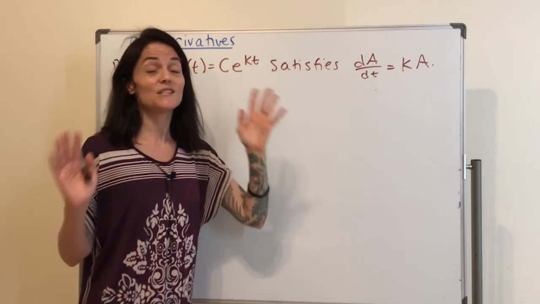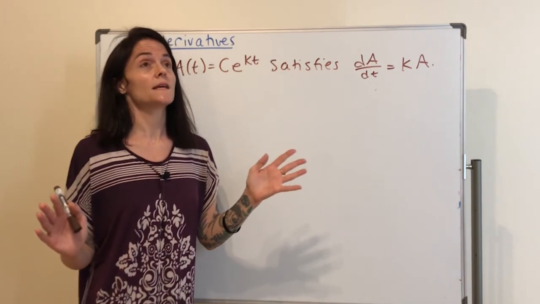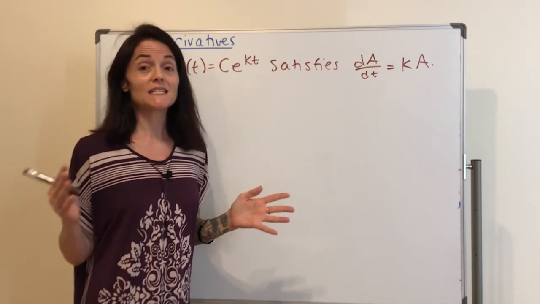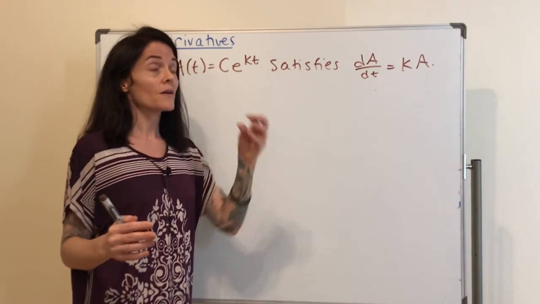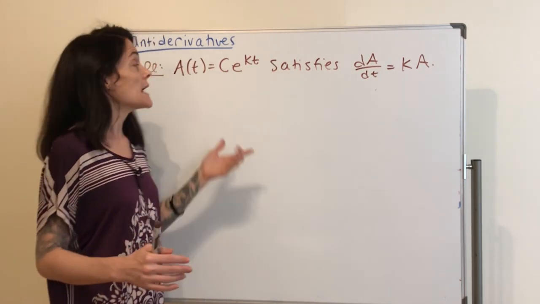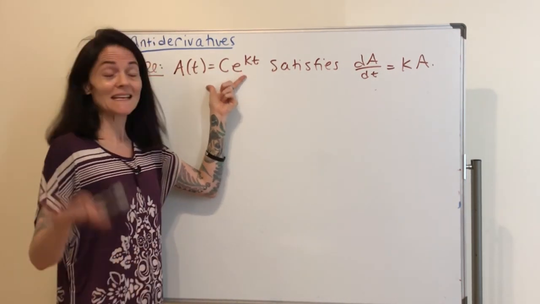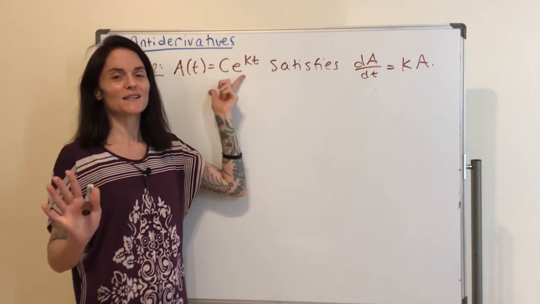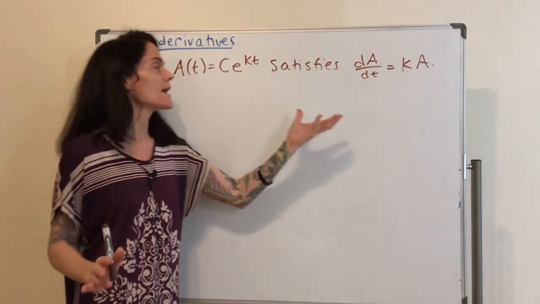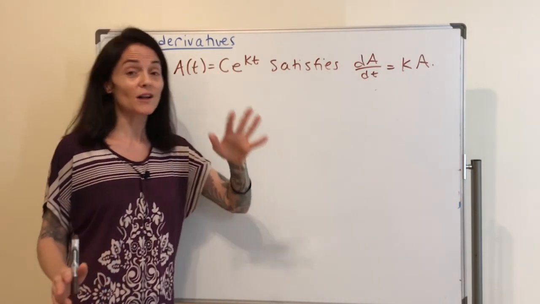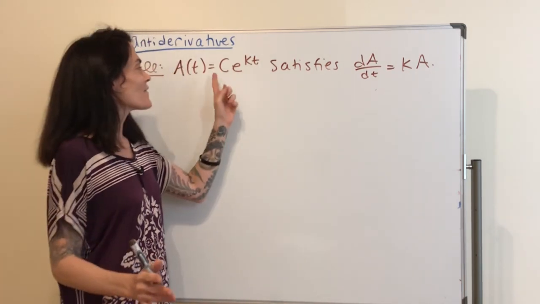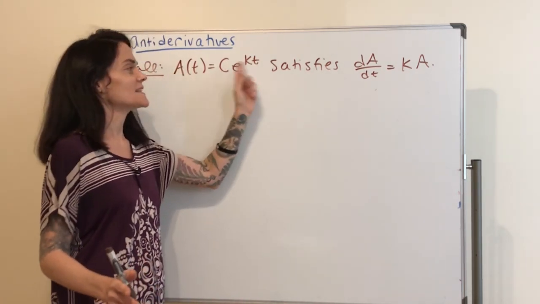Generally, a differential equation is an equation that gives a relationship among a function and one or more of its derivatives. And here, giving an explicit formula for this function is a solution to this differential equation. And moreover, this is what's called a general solution. All solutions are of the form constant times e to the kt.